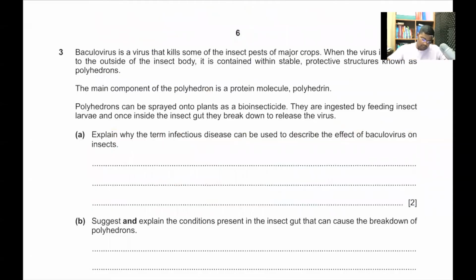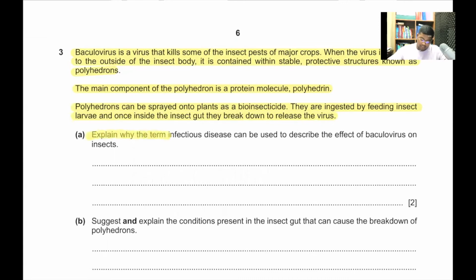Question number 3. Baculovirus is a virus that kills some of the insect pests of major crops. When the virus is released to the outside of the insect body, it is contained within stable protective structures known as polyhedrons. The main component of polyhedron is a protein molecule, polyhedrin. Polyhedrons can be sprayed onto plants as a bioinsecticide. They are ingested by feeding insect larvae, and once inside the insect gut, they break down to release the virus.